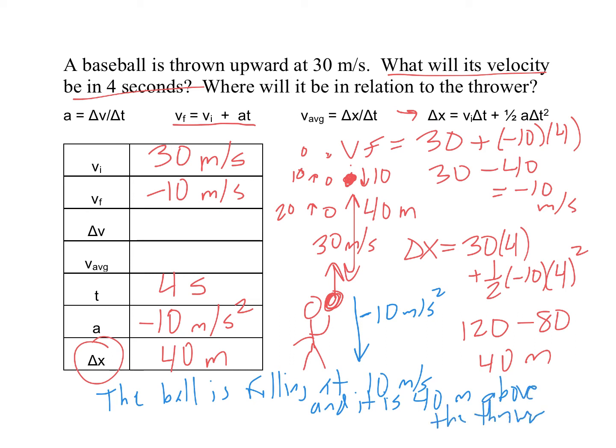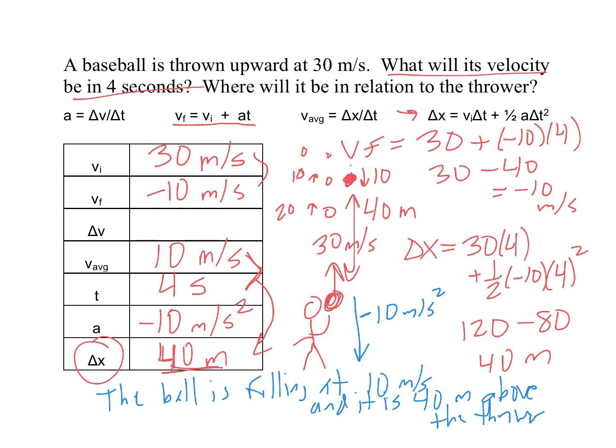And again, if I want to do it the other way, I can say, what is the average velocity of 30 and negative 10? So this is a little tricky. Add them up and divide by 2. So 30 and negative 10 is 20. The average is going to be 10. 10 is in the middle of those two. So if you go an average of 10 meters per second for 4 seconds, you're also going to get 40 meters. So again, if you like to do it both ways and just confirm the answers check out, that's a good way to confirm your answers are correct, but you don't have to.